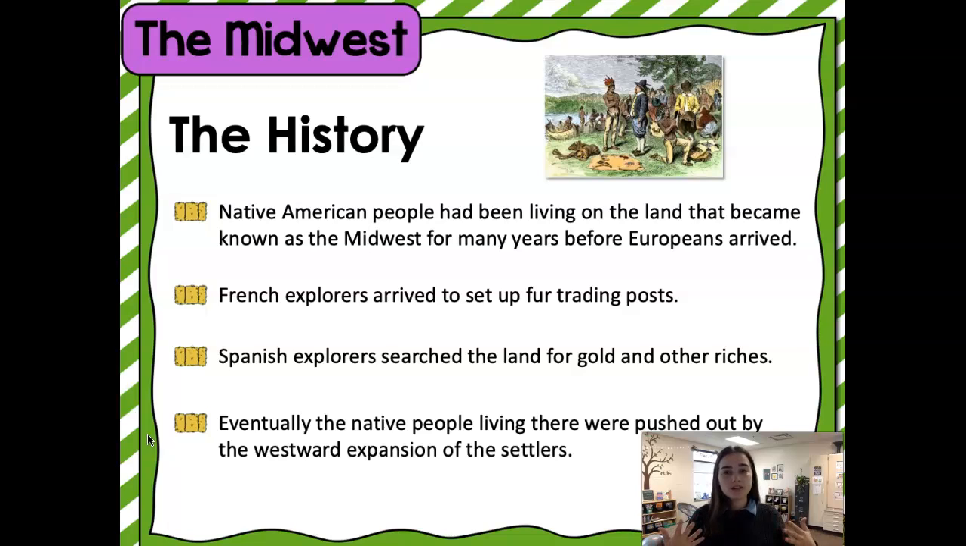Throughout this unit, we're going to learn about two different perspectives: the perspective of the Native American people that originally lived here, and the perspective of explorers who came and conquered the land.